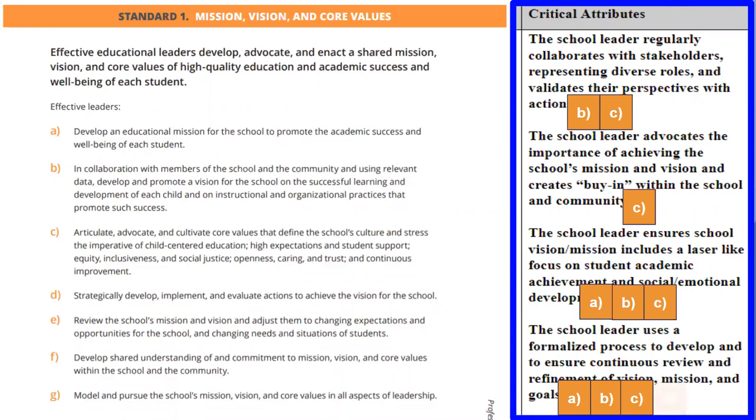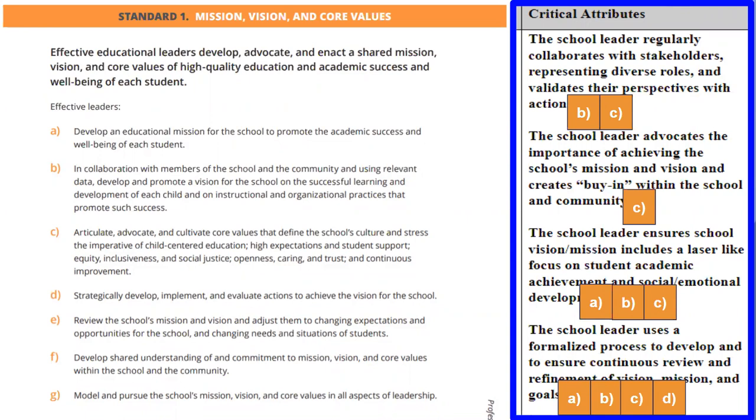Element D bonds with the fourth critical attribute, as element D requires effective leaders to strategically develop, implement, and evaluate actions to achieve the vision for the school. The last critical attribute incorporates the necessity of using a formalized process grounded in continuous review and refinement. As such, the two are closely connected.